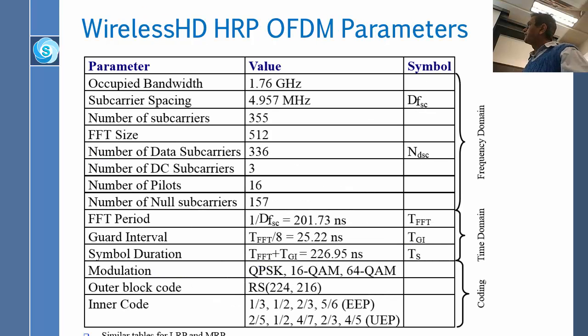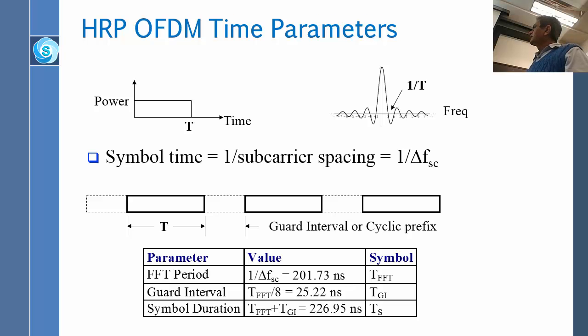So the FFT period in this diagram is 1 upon DFSC, and DFSC is 4.957 megahertz. If you do 1 upon 4.957 megahertz, you get 201.73 nanoseconds. That is the FFT period, the width of the data part, capital T. This we call capital T FFT.